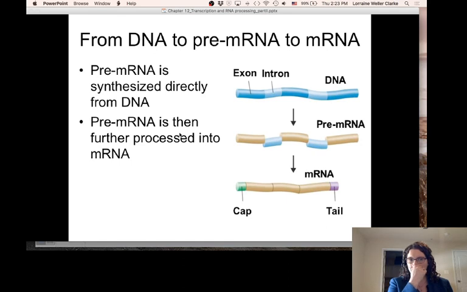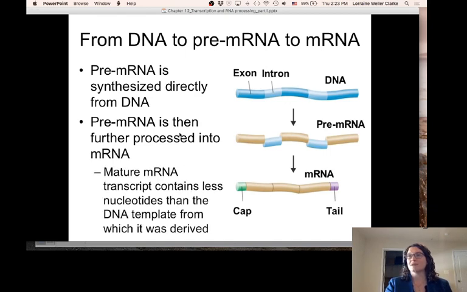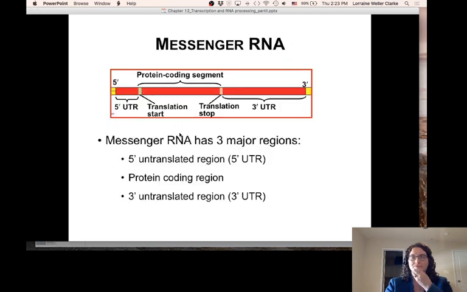So pre-mRNA, after you cut out these introns, is further processed. We're going to talk about all its processing pieces, okay? All right. The key here is that mature mRNA, its transcript, contains fewer nucleotides than the DNA template from which it was derived. Okay.